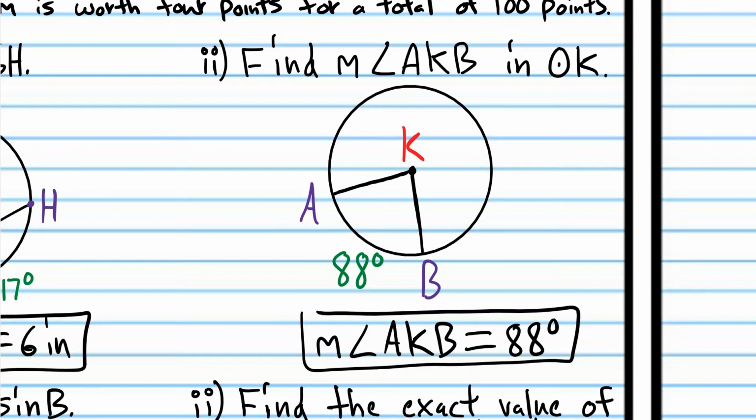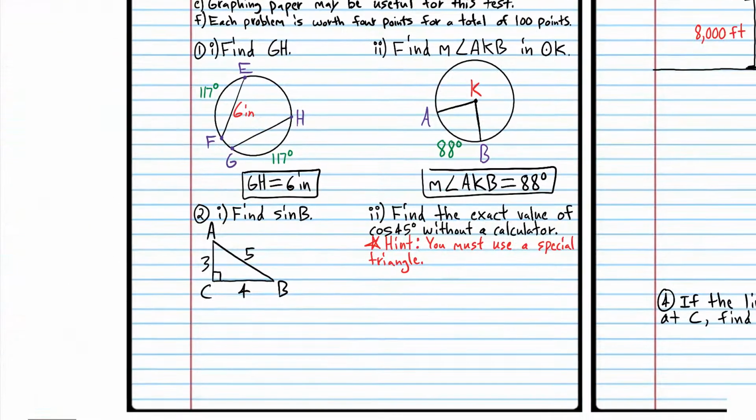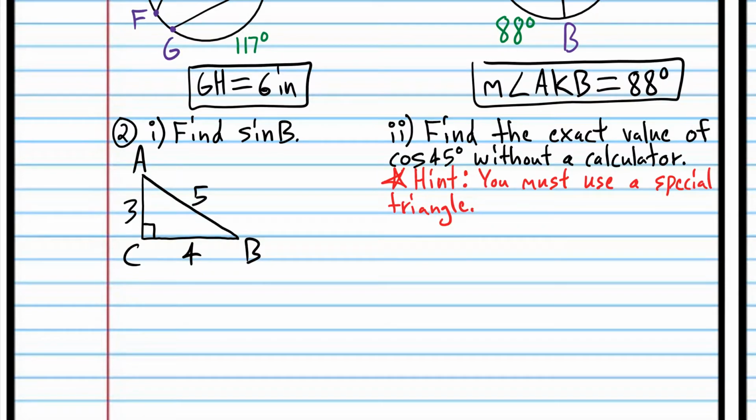Now, there are reasons that mathematicians have defined this arc measure to be equal to the corresponding central angle measure. It's not exactly obvious why they do that, but just be aware that this is not a measure of length. 88 degrees does not measure the actual length. There's a difference between arc measure and arc length. Arc length is the actual distance along that yellow line there. All right, try part 1 of number 2. When you come back, we'll do it together.